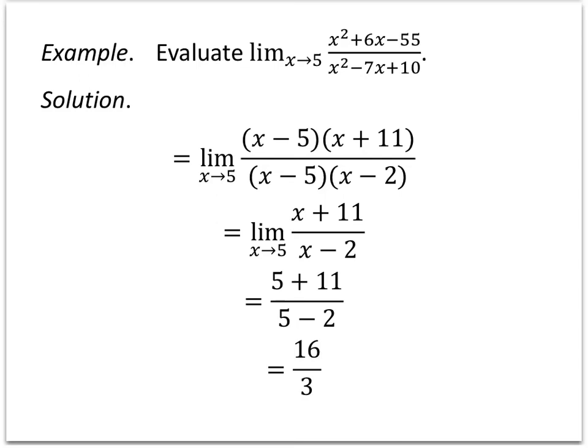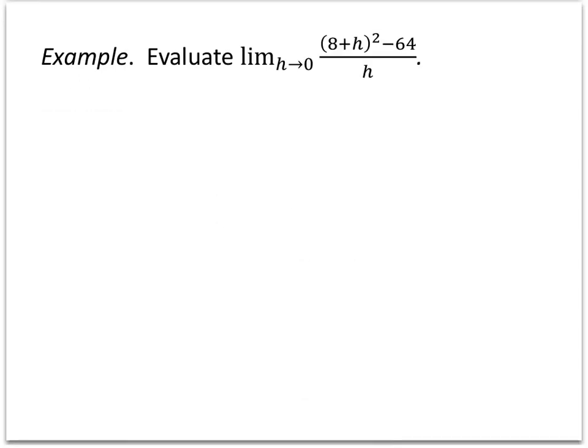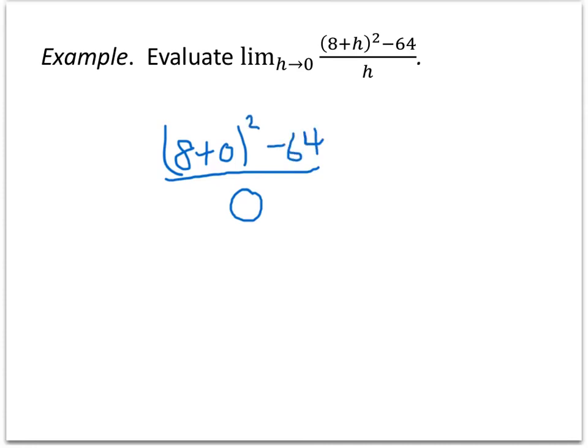In our final example, we're going to do something slightly different. We want to know what happens as h approaches 0 of 8 plus h quantity squared minus 64 over h. Once again, I should probably go ahead and say, well, what happens if I let h be 0? Well, it's quite obvious the denominator is going to be 0 there, isn't it? Because we just have h equals 0. The numerator, on the other hand, is 8 plus 0 quantity squared minus 64. Well, 8 squared is 64. 64 minus 64 is 0. So we, again, have a 0 over 0 indeterminate form.